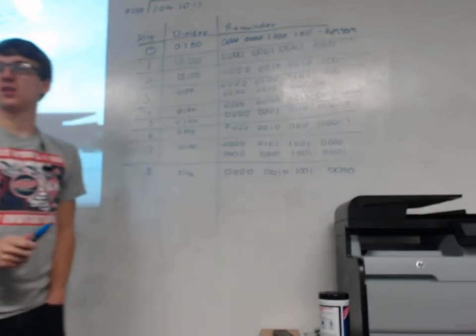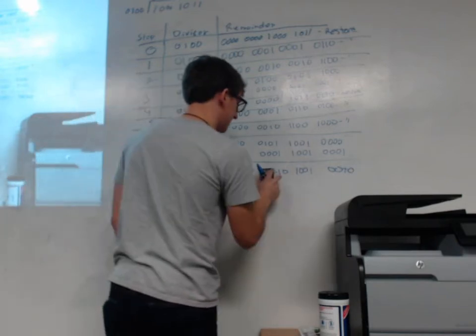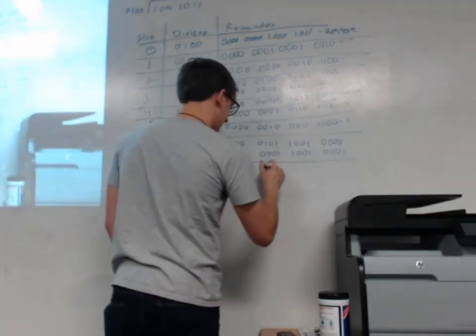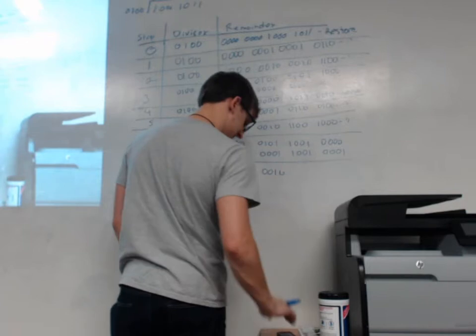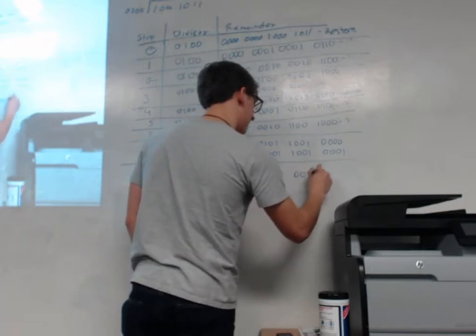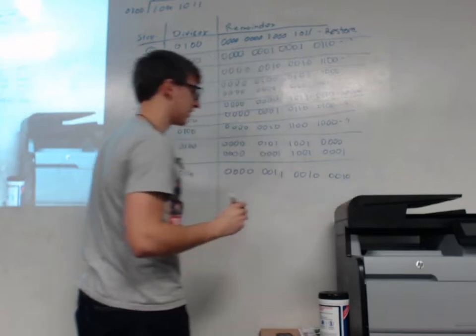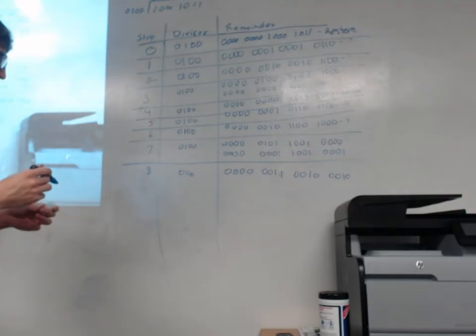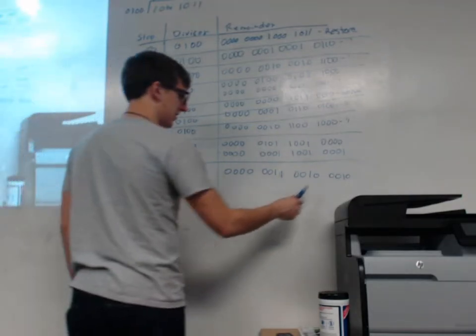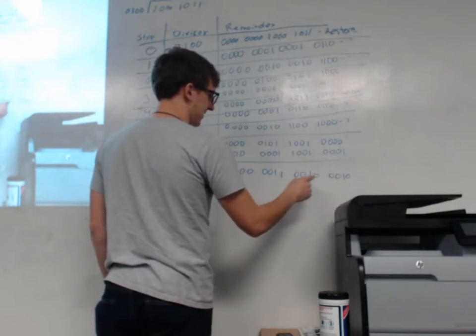Wait, hold on, wait a minute. Oh, yeah, it should be 1-1. Did it again. There we go. 0, 0, 1, 0. Yeah, there we go. All right. Remainder 3. So we're saying the remainder is 3, and the quotient is 8, 16, 32 plus 2, 34.